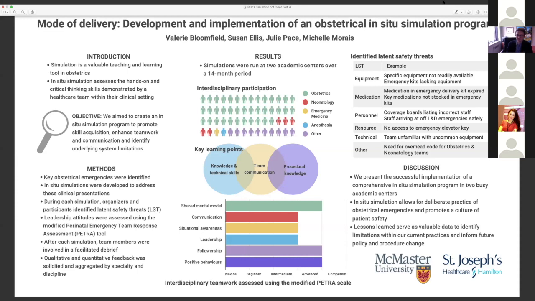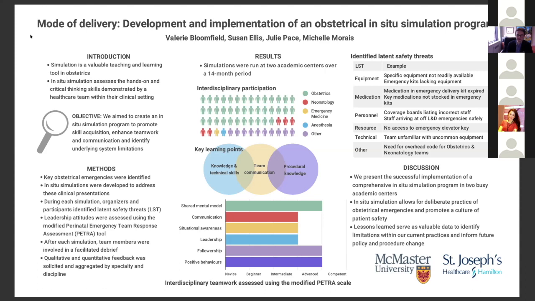The objective of our study was to develop and implement a comprehensive in-situ simulation program to promote knowledge and skill acquisition amongst our interdisciplinary teams. We planned to evaluate non-technical skills to better understand how our team attitudes and behaviors were impacting our patient care. And through the curriculum, we wanted to identify latent safety threats or system-based threats that could also compromise patient care.